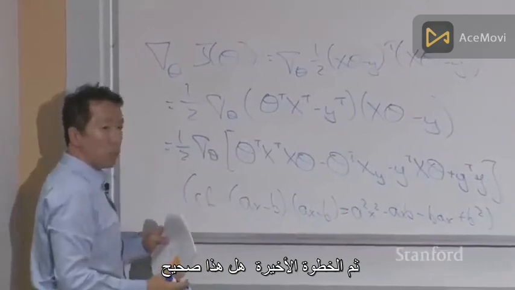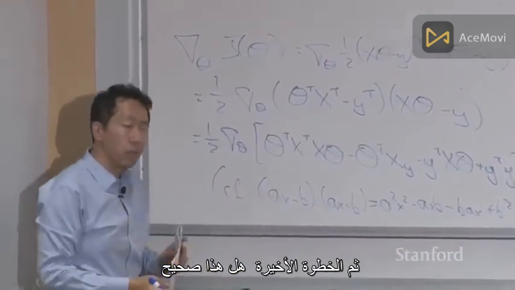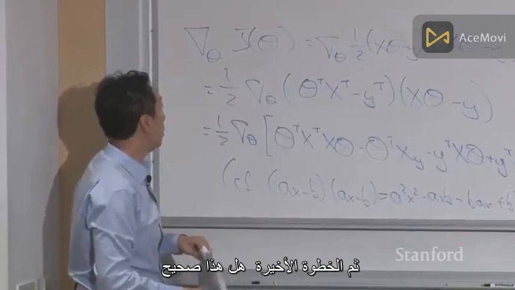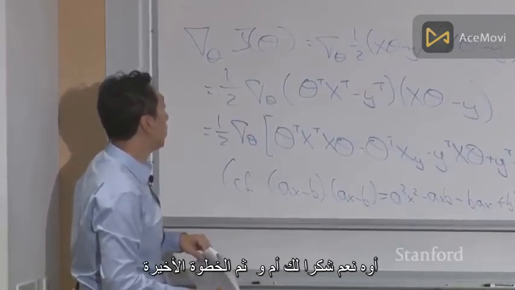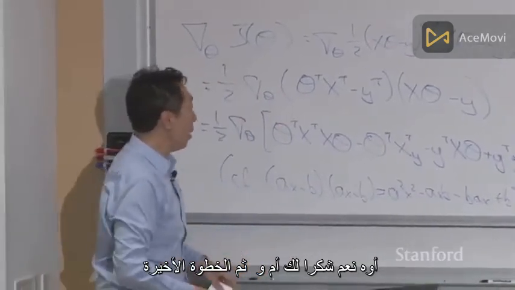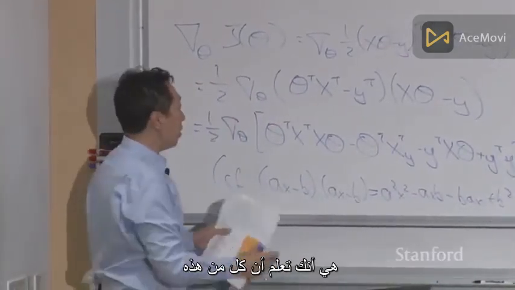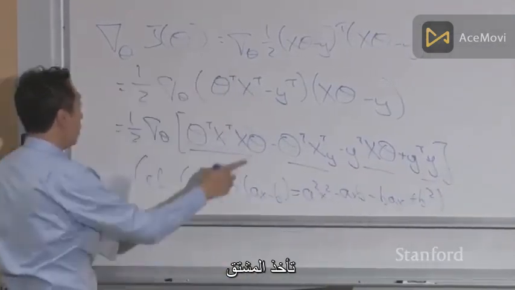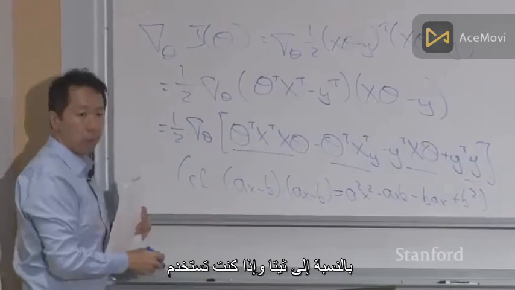And then the final step is, yeah, go ahead. I think this is X transpose, the second term. Is that right? Oh, yes, thank you. Great, thank you. And then the final step is, for each of these 4 terms, first, second, third, and fourth terms, to take the derivative with respect to theta.